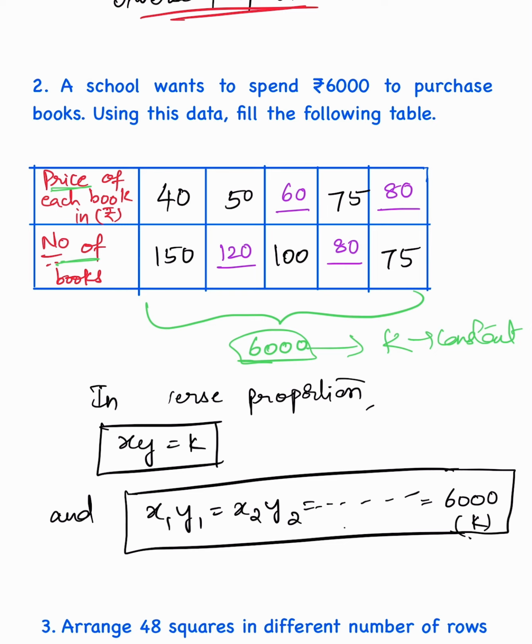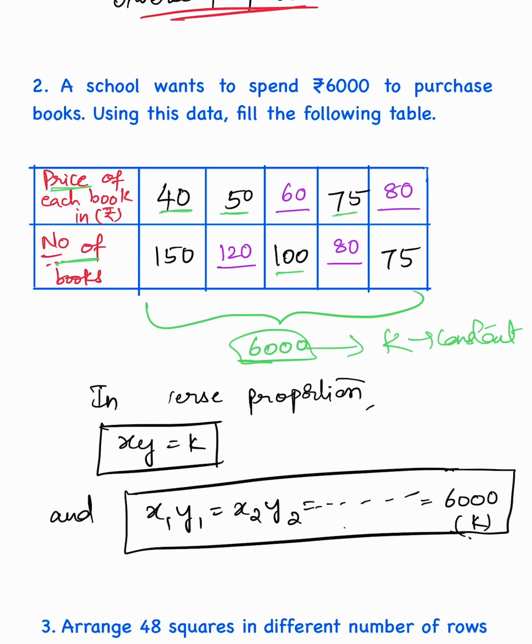If the price of the book increases, naturally the number of books purchased will decrease. The price of the book in the first case is 40. So how many books can be purchased with 6,000 rupees? 6,000 by 40 is 150. Second, 50 is the price of each book. So how many books can be purchased? 120. Next, it is given that 100 books are purchased. That means what is the price of each book? For 6,000 you can buy 100 books of 60 rupees each. Similarly, 75 is the price of the book, so the number of books will be 80.